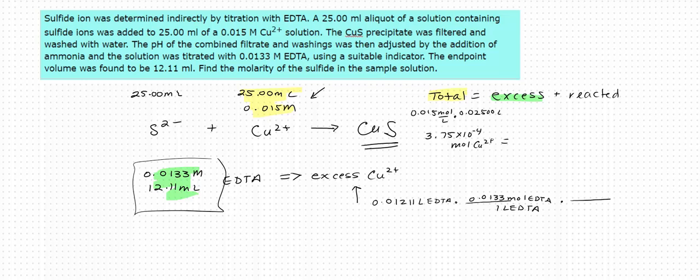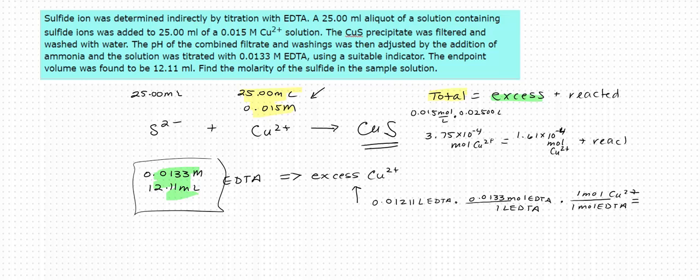Now, we can't subtract moles of EDTA from moles of copper. We need to make sure we are using moles of copper. Now, we happen to know that 1 mole of EDTA will react with 1 mole of copper. So, to calculate our moles of copper, 0.01211 times 0.0133, we get 1.61 times 10 to the negative 4 moles of copper in excess.